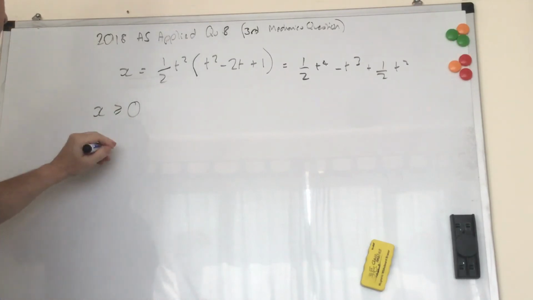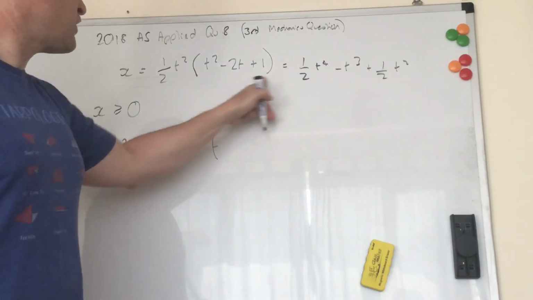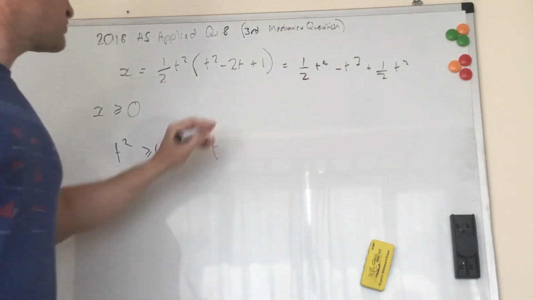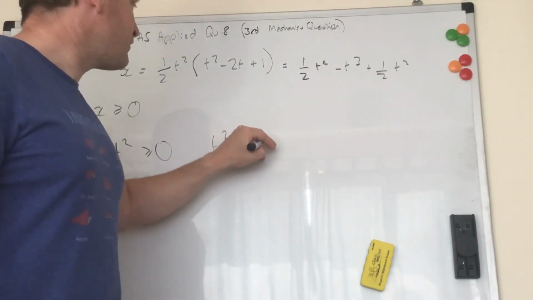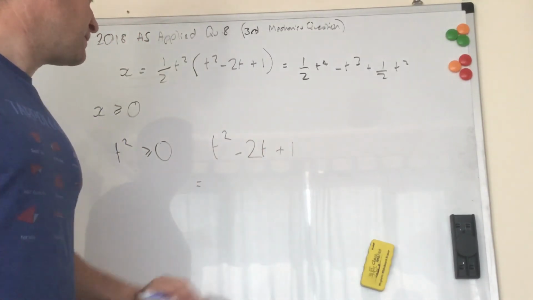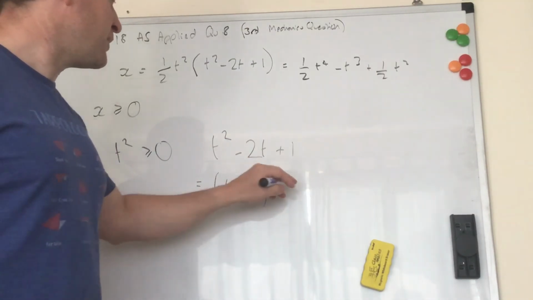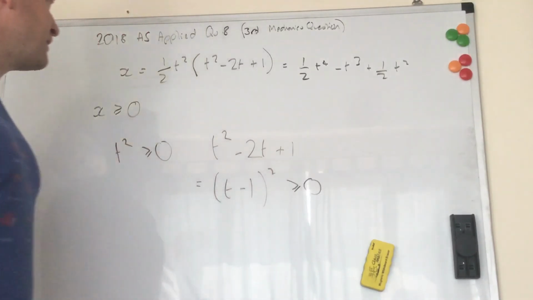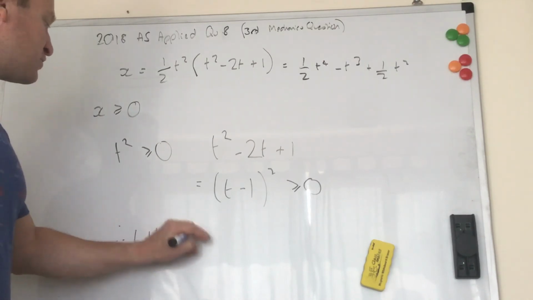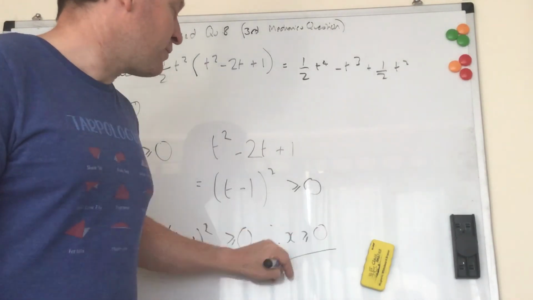Okay, we can say that t squared is greater than or equal to 0. Then we have to show that this is also greater than or equal to 0, because if we've got two positive numbers multiplied together, the answer must be positive. So, generally to show things are greater than 0, we complete the square. So t squared minus 2t plus 1, if I complete the square on that, I get t minus 1 squared. Okay, it's a perfect square, so that has to be greater than or equal to 0. Therefore, half t squared times t minus 1 squared is greater than or equal to 0. x is greater than or equal to 0.